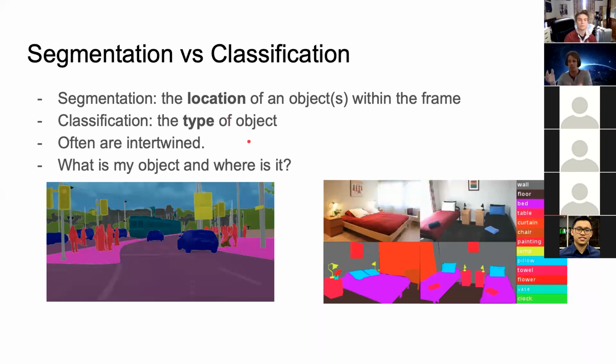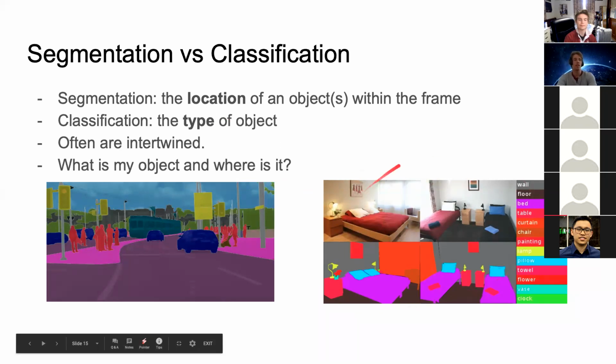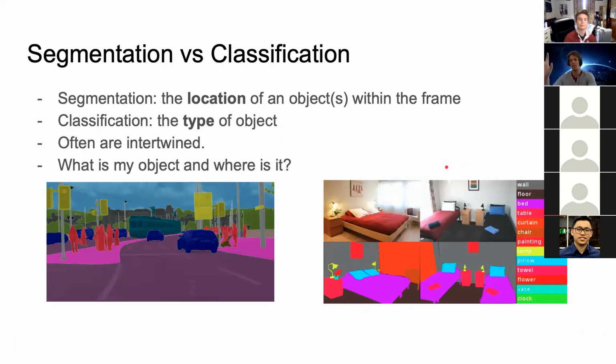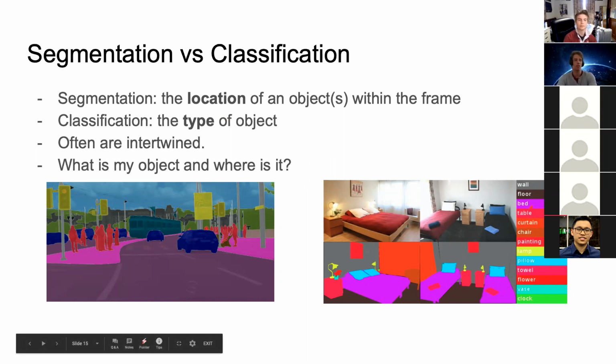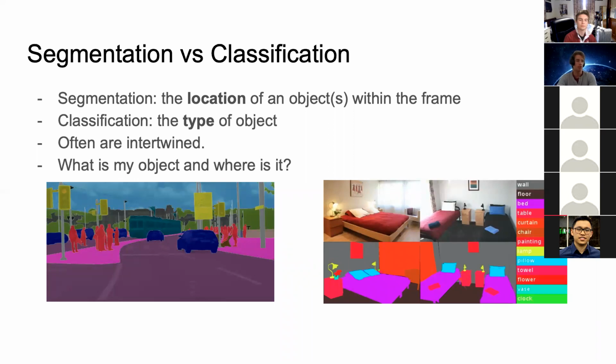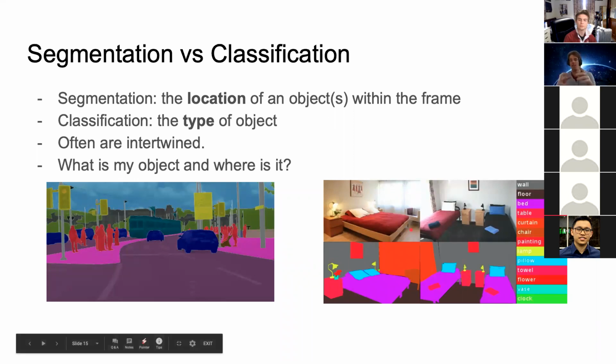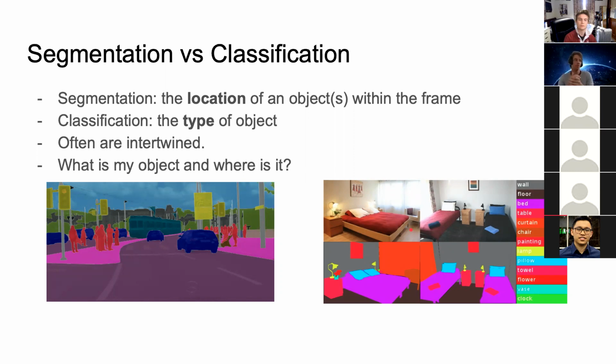Classification is what type of object it is. So once you've segmented the object, you might want to find out what kind it is. This example on the right here is an example of segmentation and classification. So it segments out the different objects in the room and labels them. So purple, you can see it's classified this segment as a bed. These are pillows. These are tables or whatever. So you can see that there is an overlap between segmentation and classification.